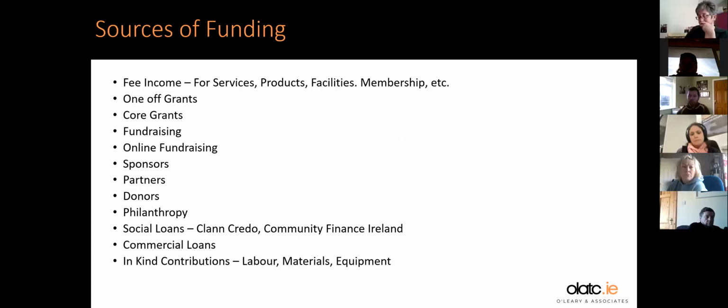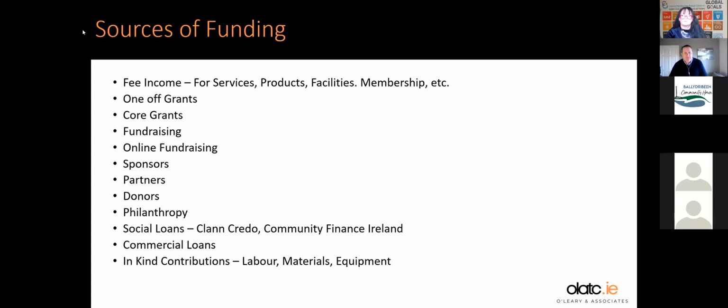Okay, again, the sources of funding we covered in the financial workshop before Christmas. Just going through them very quickly. The options for funds for community volunteer organizations are fee income, so money you're charging for services you're providing, products you're providing, facilities you're providing, membership fees, things like that. One-off grants and core grants, which we're covering today.